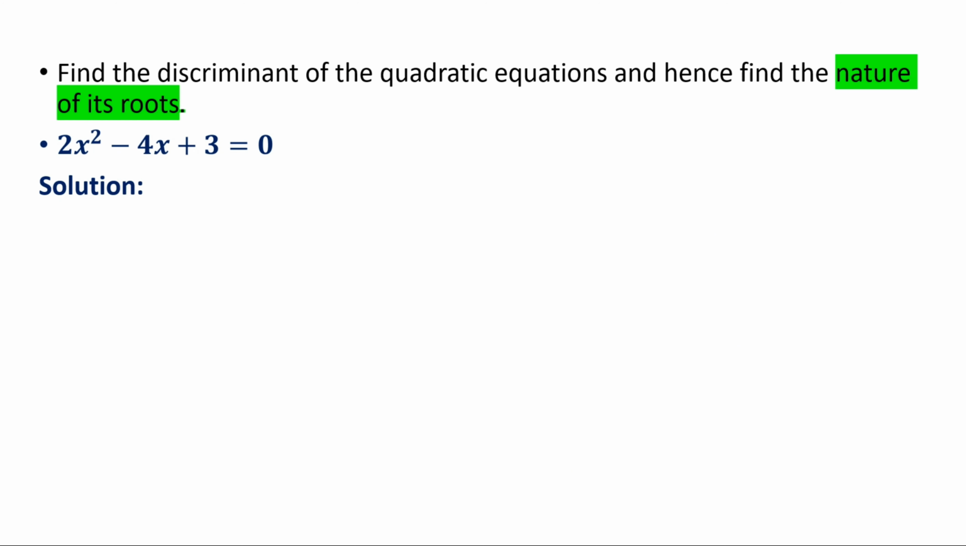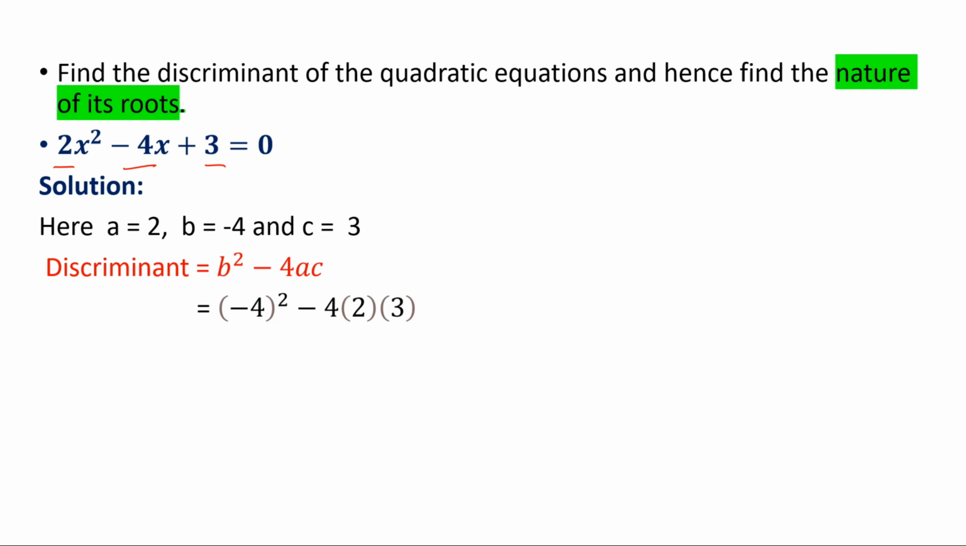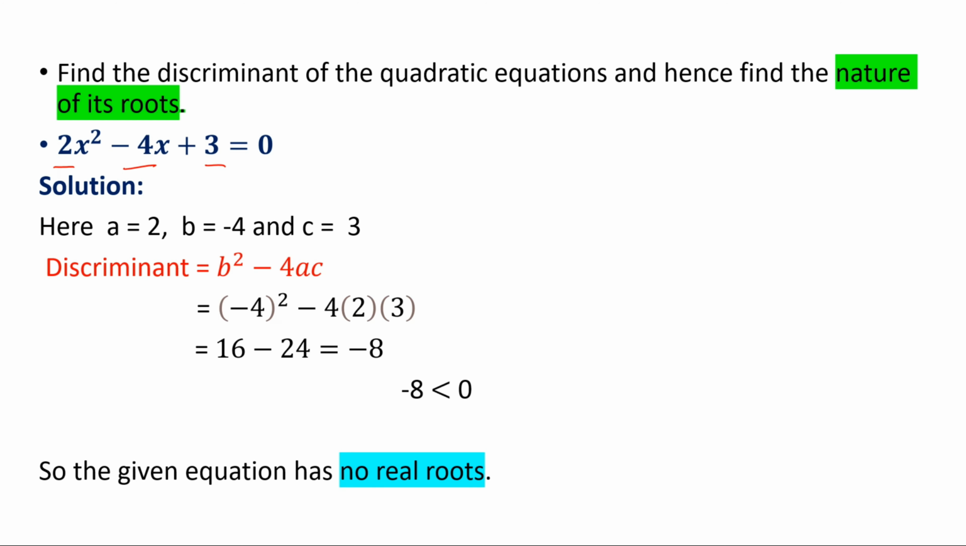And the last one is 2x squared minus 4x plus 3 equals 0. Here a equals 2, b equals minus 4 and c equals 3. In the same way we find the discriminant and we get minus 8 in this case. So minus 8 is less than 0. So the given equation has no real roots.